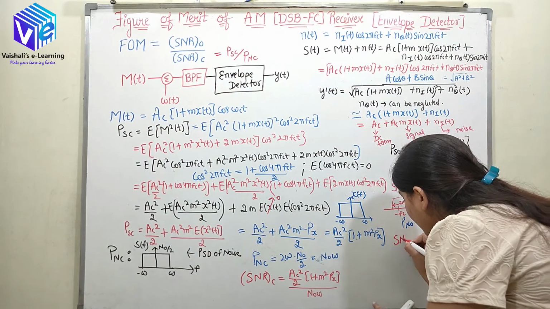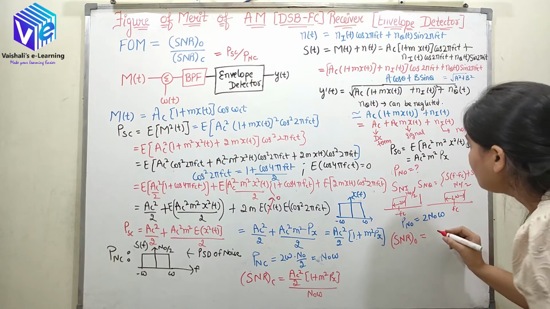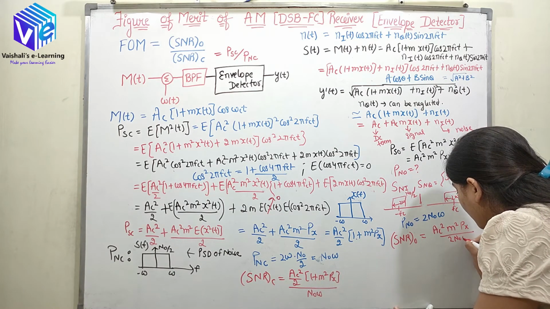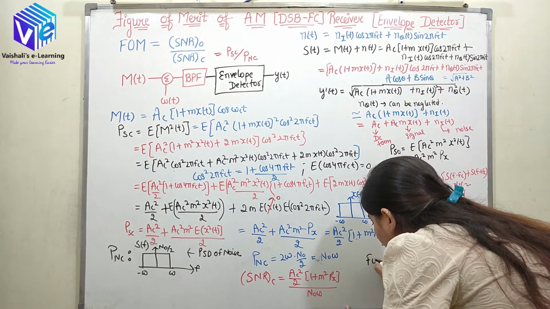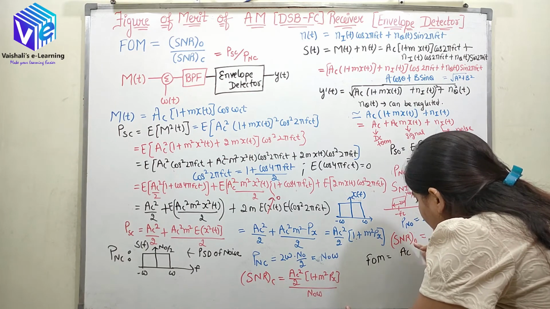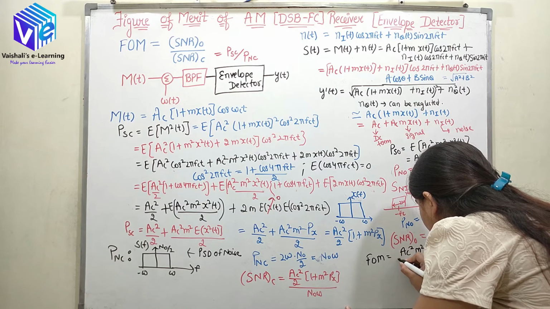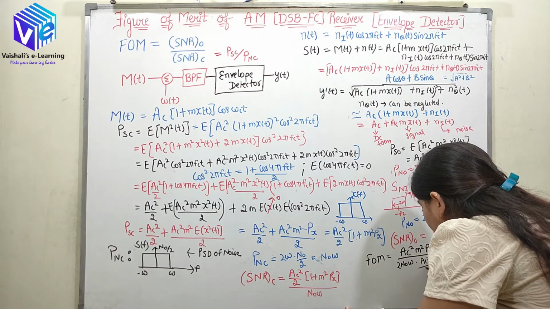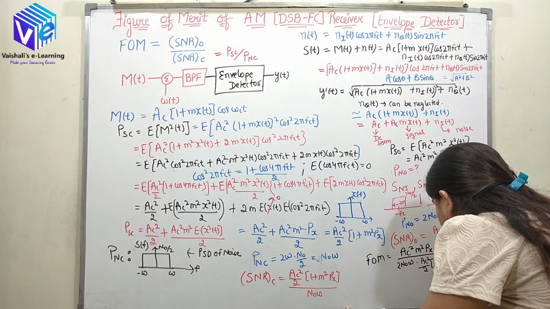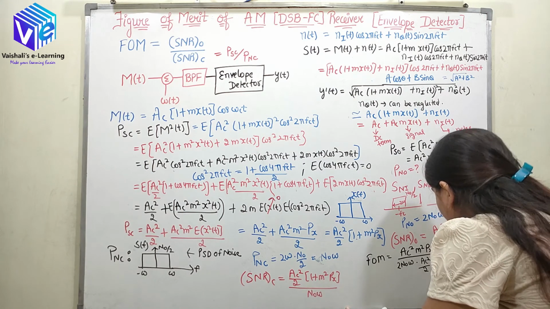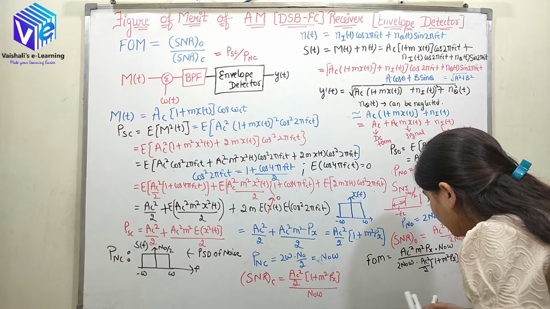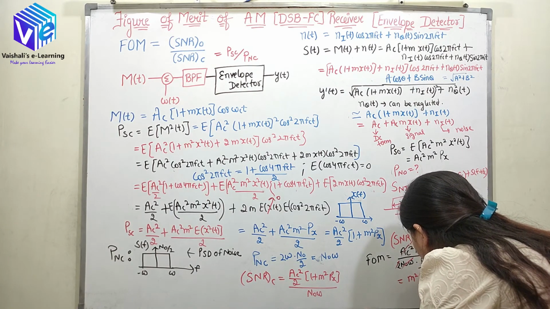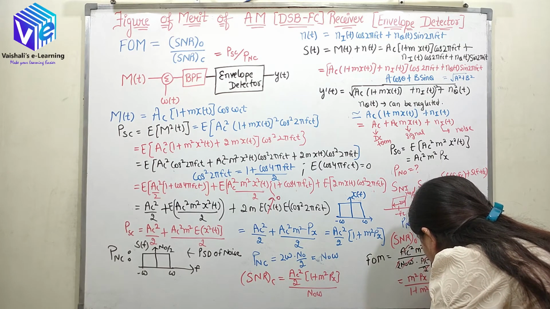Now if I need to find the SNR of the output, it will be equal to the power of the signal at the output, which is AC square m square Px, upon the power of the noise at the output, which is 2 N0 W. Now we can easily find the figure of merit. The figure of merit will be equal to the SNR of output, AC square m square Px upon 2 N0 W, divided by AC square by 2 into 1 plus m square Px upon N0 W. It will be in the numerator. Now I'll cancel things out. N0 W will get cancelled, this 2 and this 2, AC square and AC square. So here I have m square Px upon 1 plus m square Px.